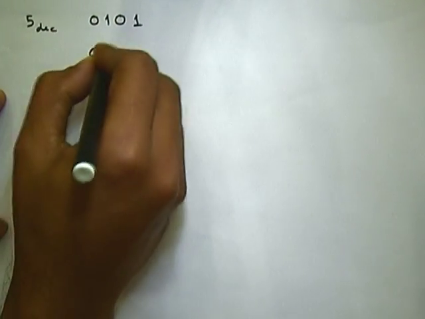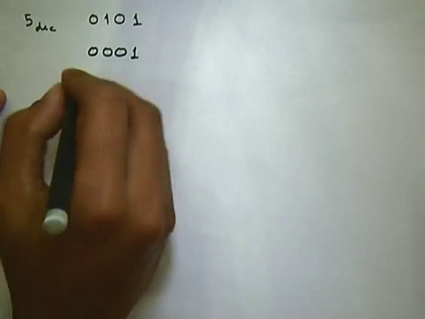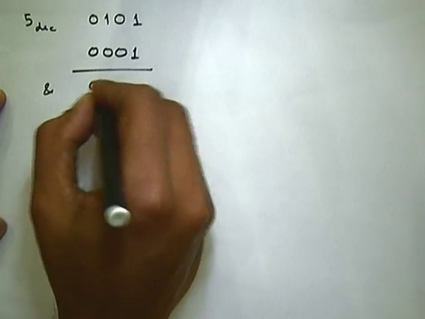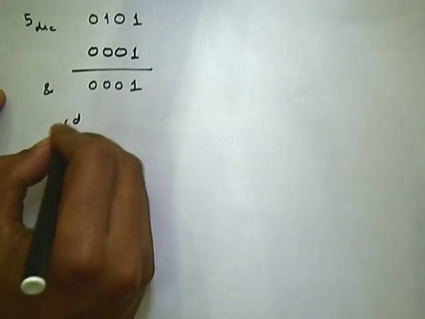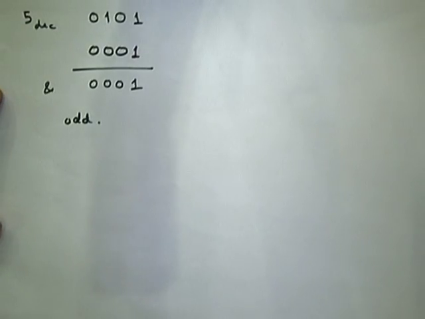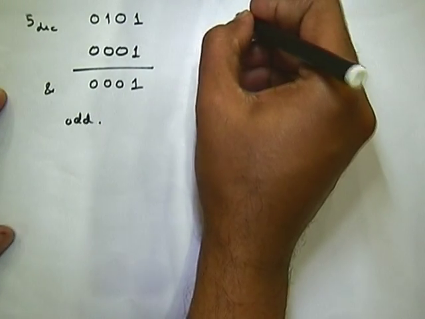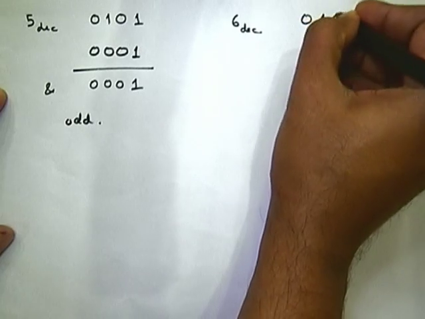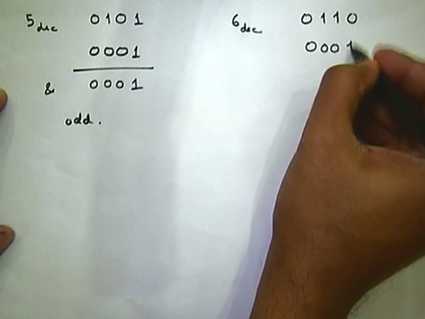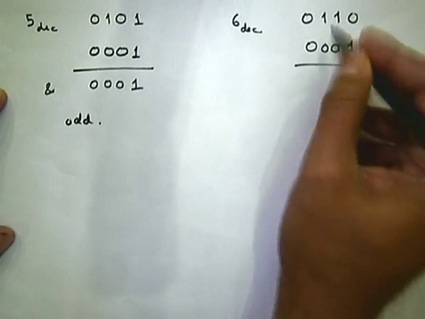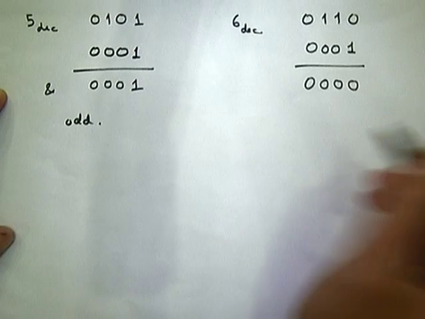So for example, with 4 bits, the number 5 decimal is 0101, and I take 1, which is just that, I AND them together, I get that. And so, yes, 5 decimal is odd. Whereas I take something like 6 decimal, which is 0110, it's 2 plus 4. And then I take my same stencil of 1, I AND this together, what do I get? I get all zeros. So this is even.